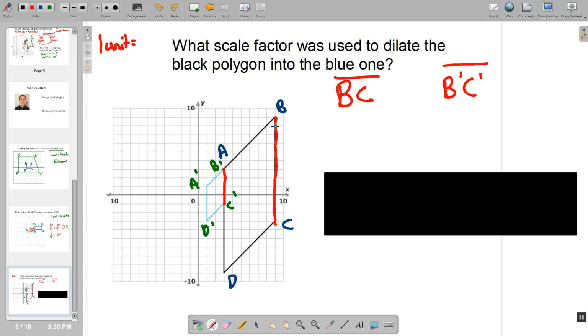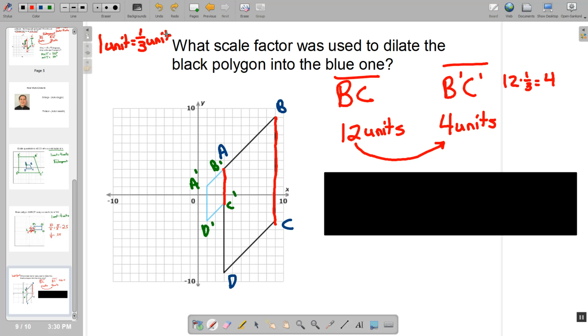So BC is 1, 2, 3, 4, 5, 6, 7, 8, 9, 10, 11, 12 units long. And B prime C prime is 1, 2, 3, 4 units long. So we need some number times 12 that gives us 4. And I'm hoping that my 7th graders and 8th graders know that 12 times a third is equal to 4. Therefore, 1 unit is equal to a third of a unit as our scale factor.